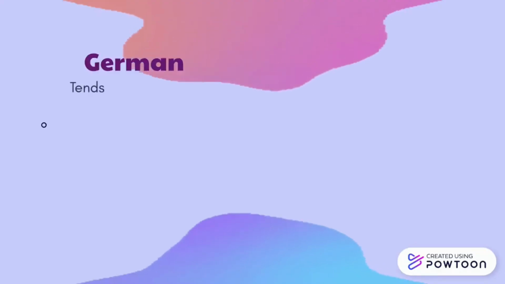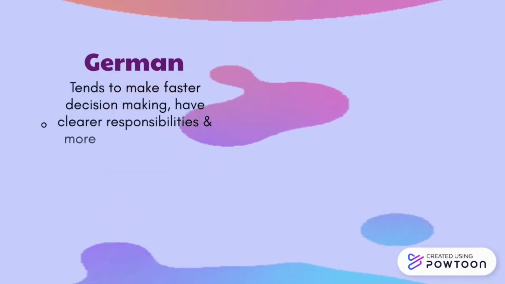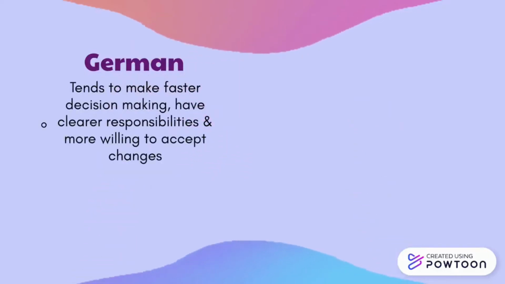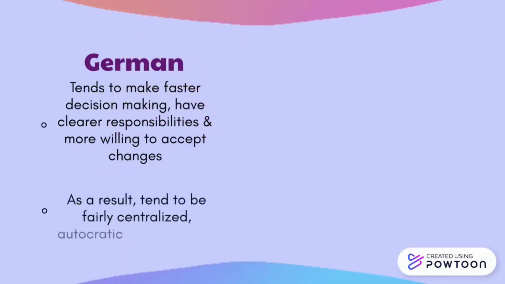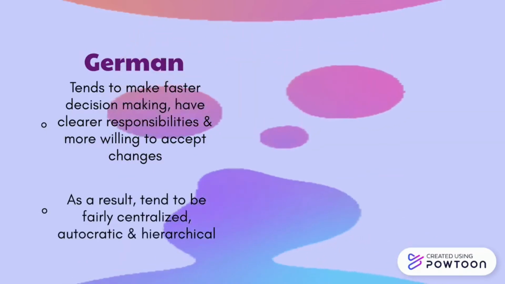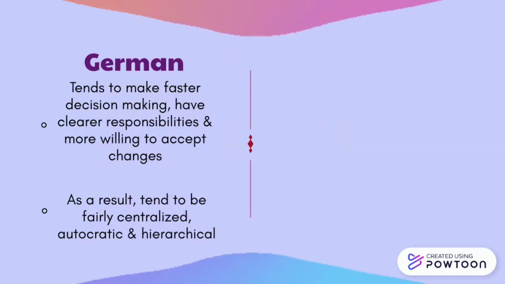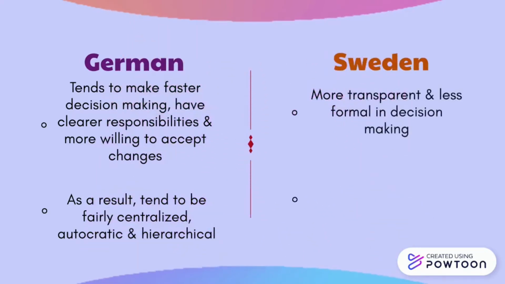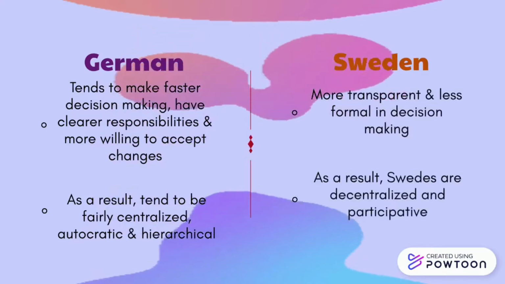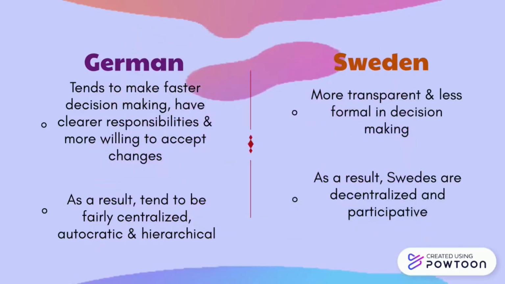Germans tend to make faster decisions, have clearer responsibilities for each individual and are more willing to accept changes. As a result, Germans tend to be fairly centralized, autocratic, and hierarchical. While Sweden's teams are more transparent and less formal in decision making. As a result, decision making in Sweden is decentralized and participative.